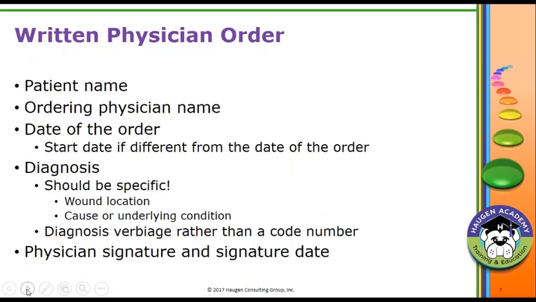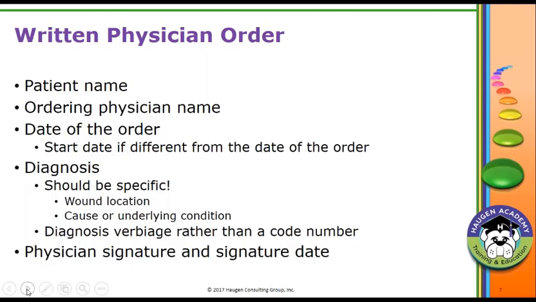When it comes to that physician order, just a couple of notes about what that order should include, whether this is a computerized order entry or a written order from the physician. We need to have something from the physician that identifies the patient as well as the physician who is ordering the service, the date of the order, and the start date of therapy if that's different from the date of the order, and the diagnosis. And again, the diagnosis should be specific.